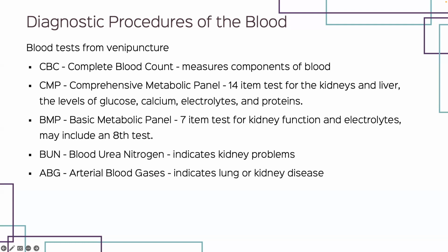CMP, which is a comprehensive metabolic panel. There's 14 different tests in there. I can't tell you everything that's in there besides the ones that are here because it's just kind of a huge overall panel. BMP, which is a basic metabolic panel. This will just look at your kidney function and your electrolytes. And then your BUN, or your blood urea nitrogen. If it is high, then it indicates kidney problems. And then your ABGs, or your arterial blood gases, those will indicate any lung or kidney disease.